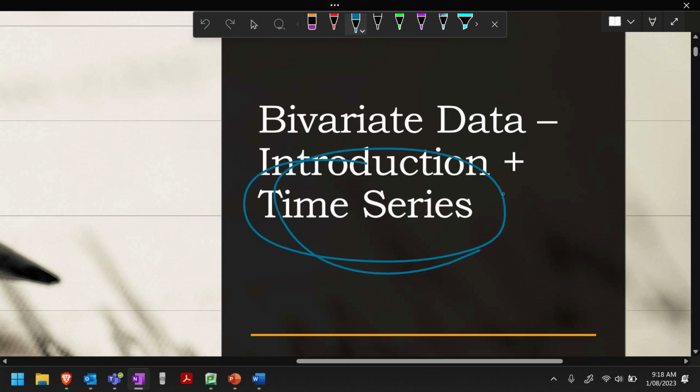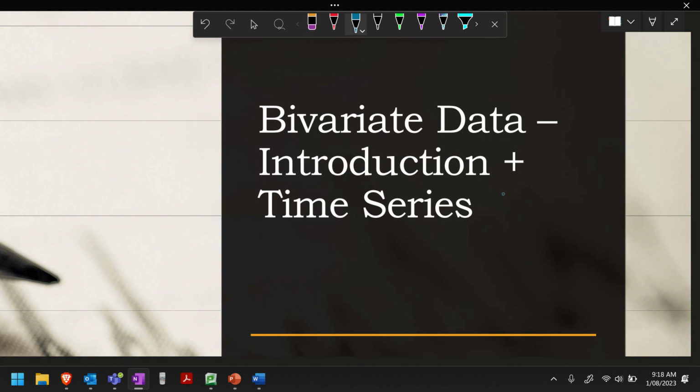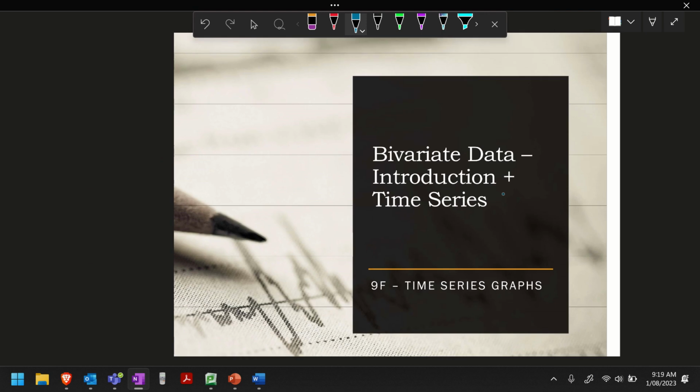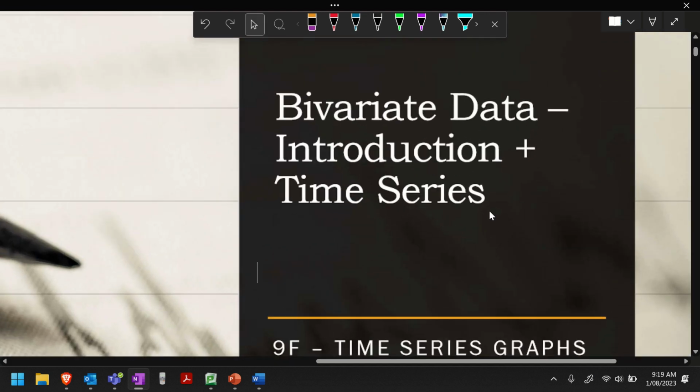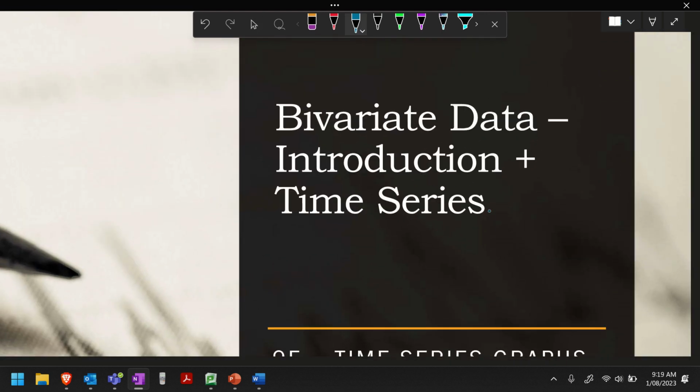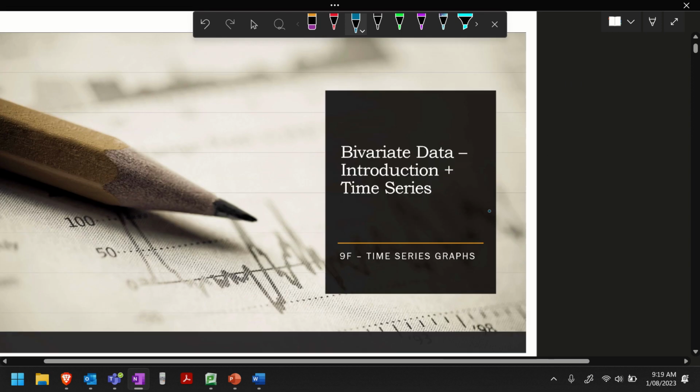A time series. Can anyone tell me what they think a time series might be? What does it relate to? Yes, Tommy. A series of data, a sequence of data. Can you close your laptop, please, and open your notes? Copy some notes down. Tommy just read the notes, which is correct. It's got something to do with time, or data being recorded over a specific length of time. That's what we're looking at for bivariate data with time series graphs.